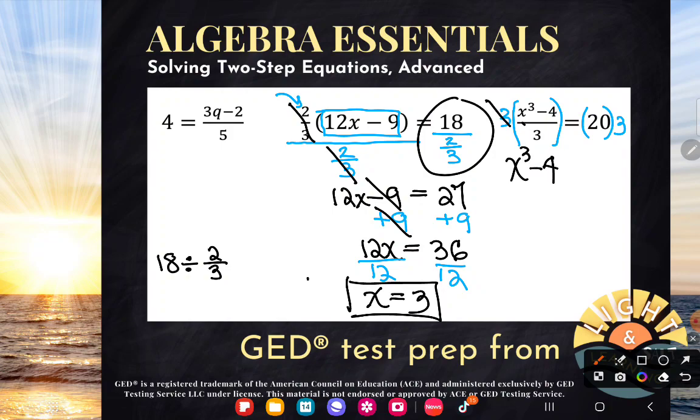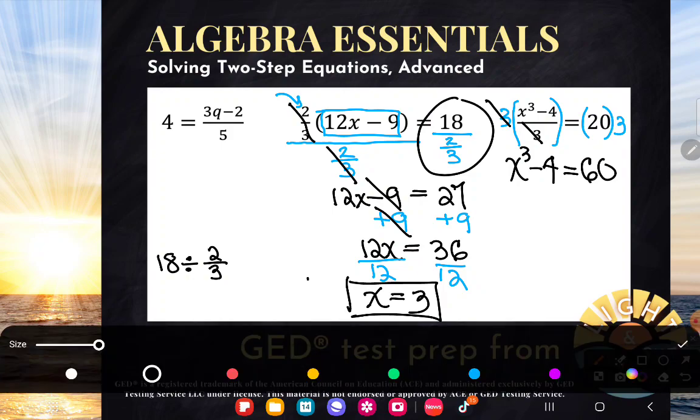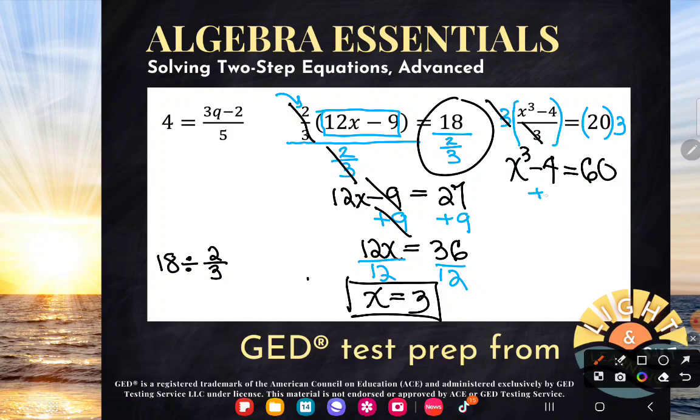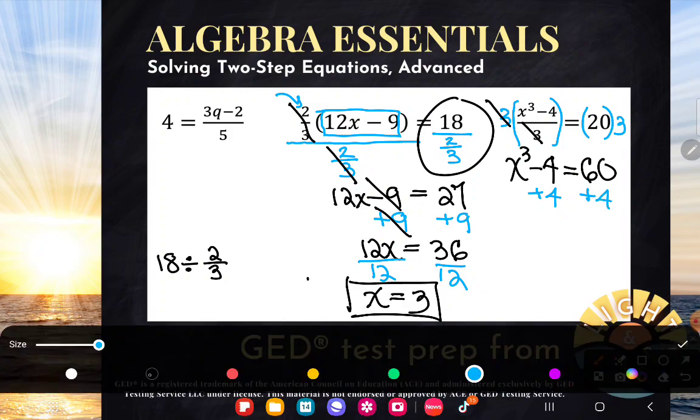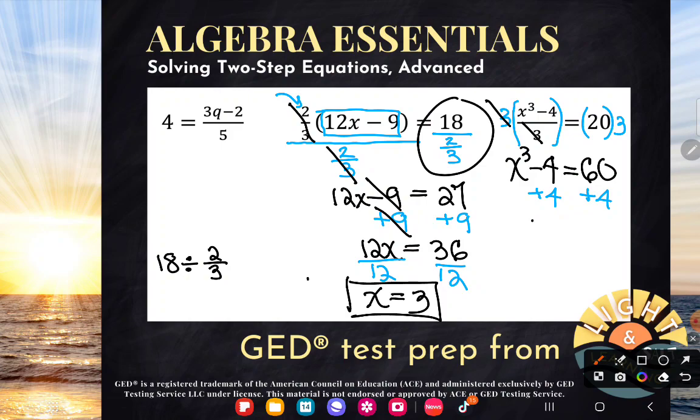Okay, multiplying and dividing by 3 cancel. That group is free like I wanted. 20 times 3 is 60. Now that add subtract is free from the grouping, I can get rid of it by doing the opposite. And the new equation then would be just this: x cubed equals 64.